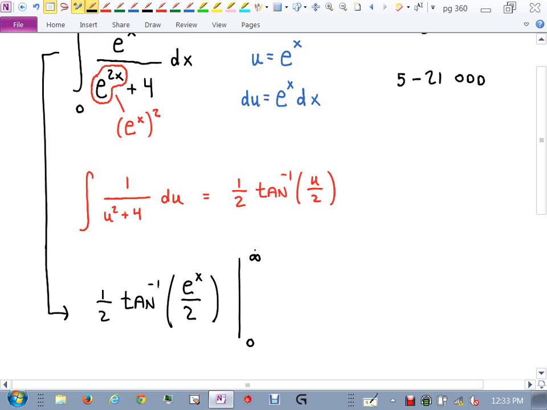What is infinity plugged in here? Well, e to the infinity is infinity. Over 2 is still infinity. Arctangent of infinity is pi over 2. That's pi over 2 times 1/2, pi over 4. Go with me?